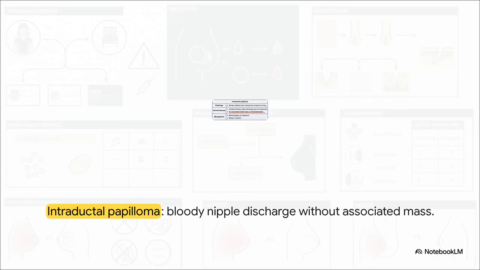Another classic benign presentation is the intraductal papilloma. It's characterized by unilateral bloody nipple discharge without an associated mass or lymphadenopathy. This is a benign tumor arising from the breast duct lining, but it famously presents with that scary unilateral spontaneous bloody discharge. The key discriminator to remember here is the total absence of a palpable breast mass or axillary lymphadenopathy. If the question stem describes bloody spots on a patient's bra, but her clinical breast exam is completely normal, intraductal papilloma is your answer for sure.